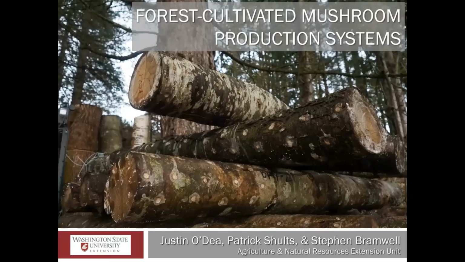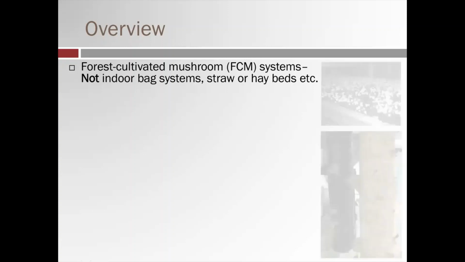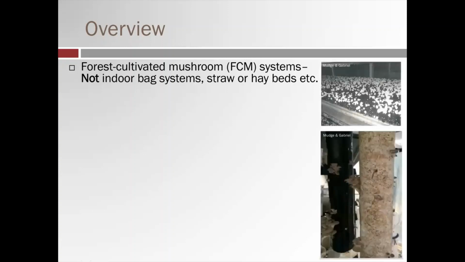But first, we're going to start with some other aspects. So again, today we're talking about forest cultivated mushroom systems. We're not going to address indoor bag systems or straw or hay bed type systems. Those are an entirely different game, and we're just going to completely focus on forest cultivated systems.